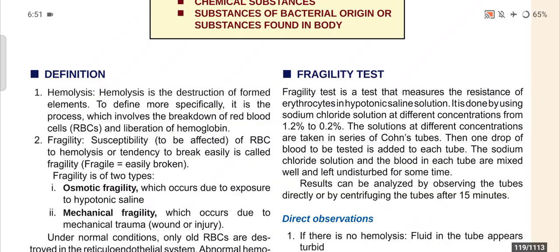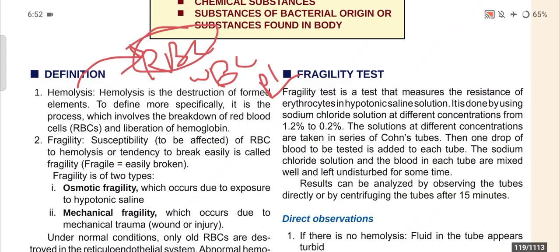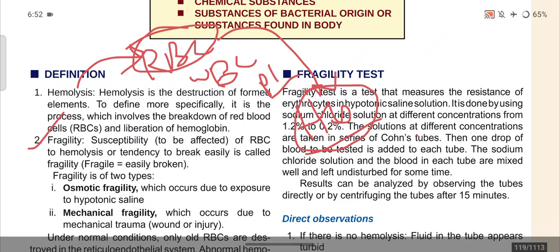Now start. First of all, definition. What is hemolysis? Hemolysis is the destruction of formed elements. Now, what are the formed elements? The RBC, WBC, platelet, everything is included in the formed elements. In case of hemolysis, the main destruction is of RBC. And whenever RBC is destroyed, one substance is released, that is hemoglobin. To define more specifically, it is the process which involves the breakdown of the red blood cells, or RBC, and liberation of hemoglobin.